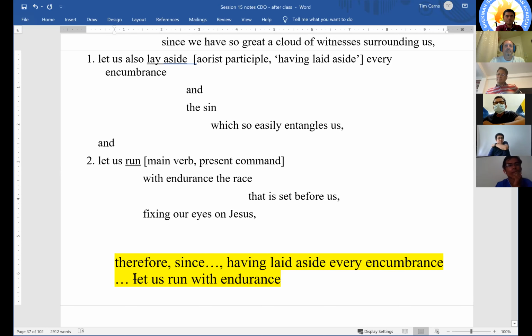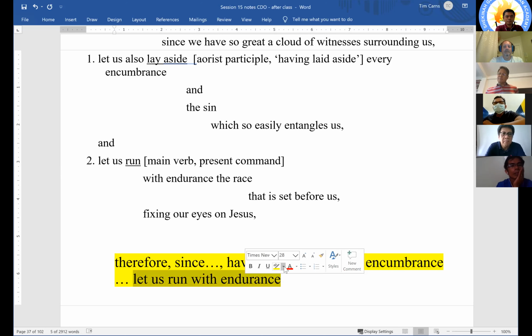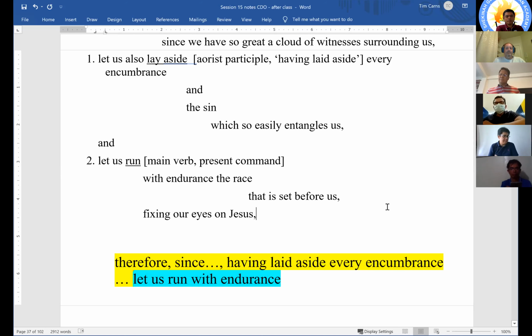So the main sentence. The main sentence is number 2, Pastor Tim. The main sentence is, let us run with endurance. I'm going to highlight it in a different color. There's actually one main thought here. It's let us run with endurance. Correct. And a subordinate statement is laying aside. Having laid aside every encumbrance and the sin, how I interpret this text is he's describing having repented, essentially. Let us run with endurance.